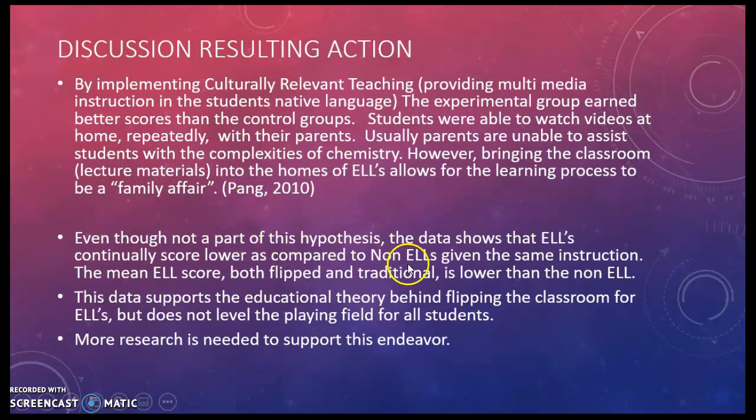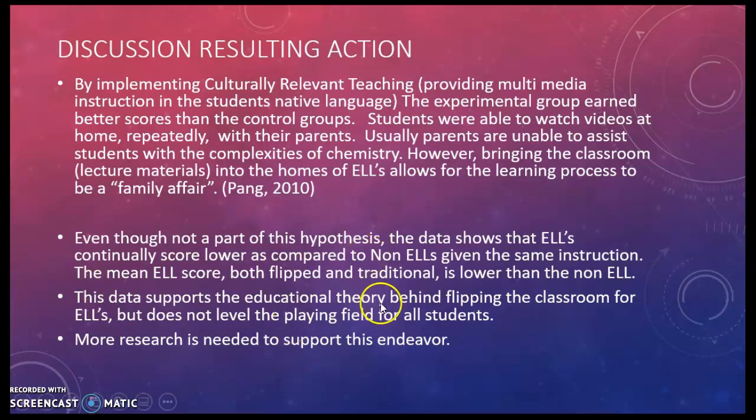So even though not a part of this hypothesis, which is very interesting, the data shows that ELLs continue to score lower as compared to non-ELLs. And that goes back to my research where it says that it takes 1 to 7 years for an ELL to gain the academic knowledge or the vocabulary to even be able to learn science. And some of my students cross the border every day to come to class. So it's really not fair.